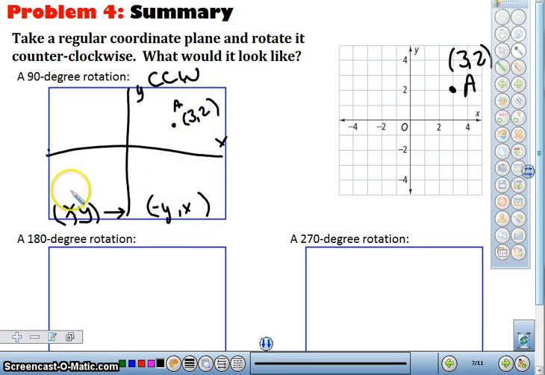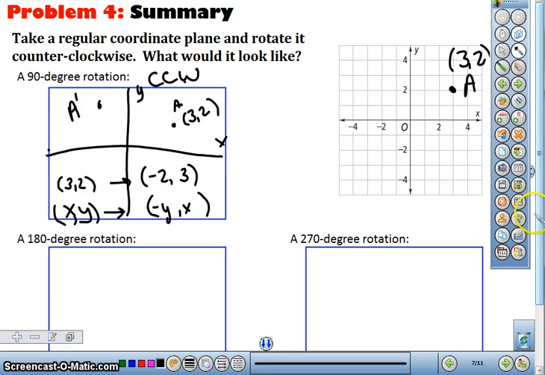So if it was 3, 2, where's our new point going to be? Our new point is going to be the opposite of that, negative 2, switching them around, and 3. Negative 2 and 3. Yeah, that looks like A prime should be in the right spot.